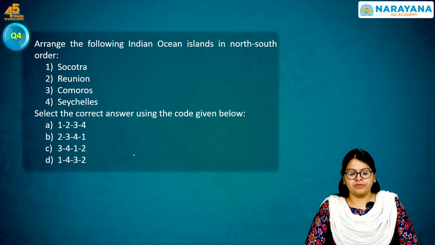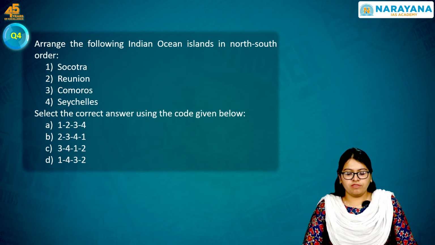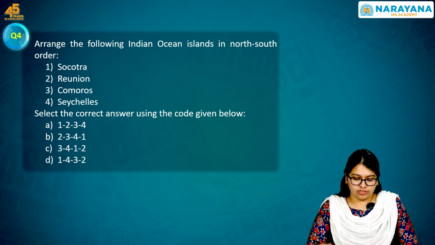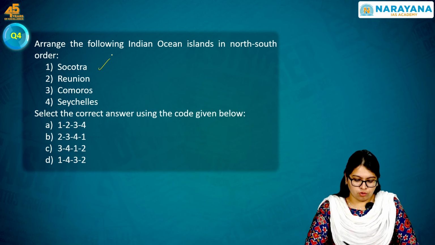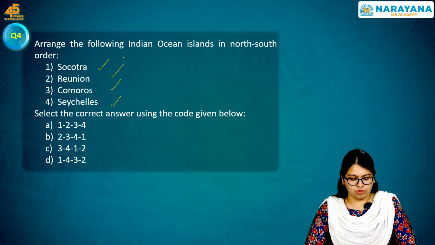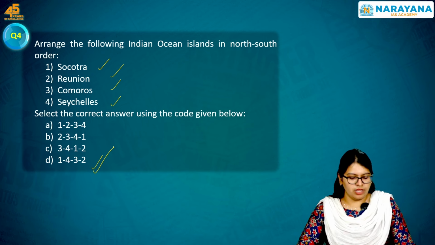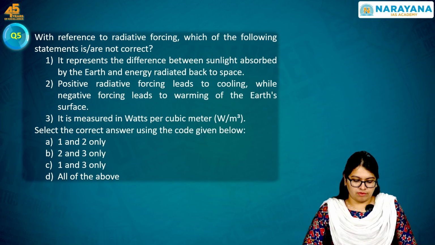The fourth question actually reads, arrange the following Indian Ocean islands in the north-south order. First will be Socotra Islands, followed by Seychelles, followed by Comoros as well as Reunion. So going by this order, the answer will be option D. This is a map question which is very, very important.